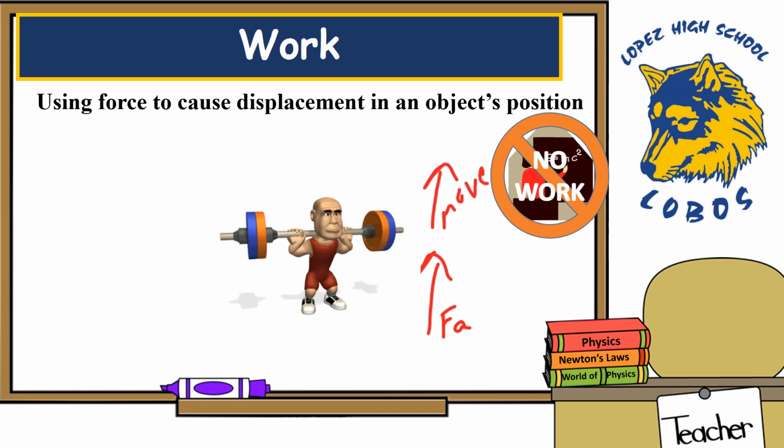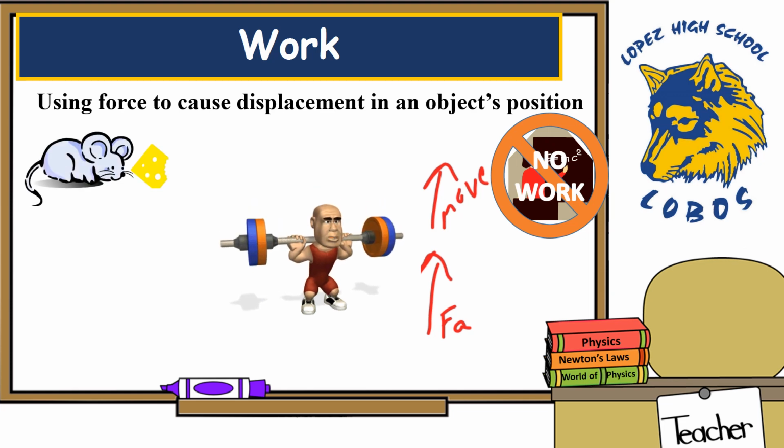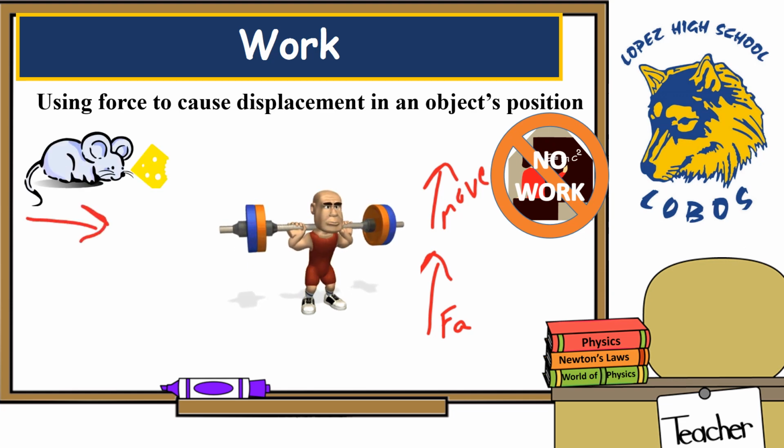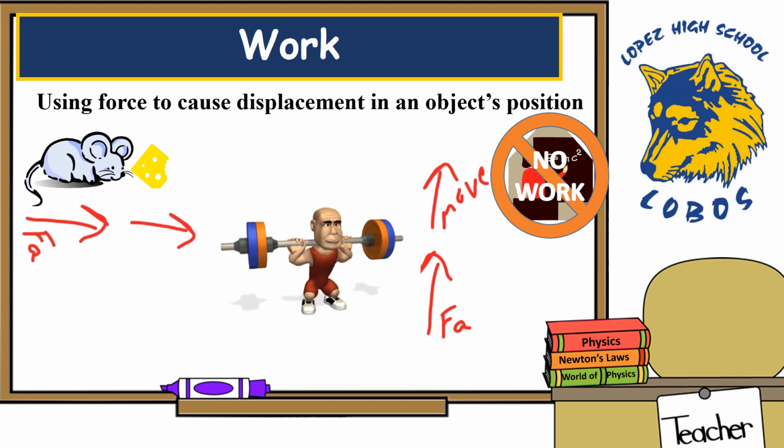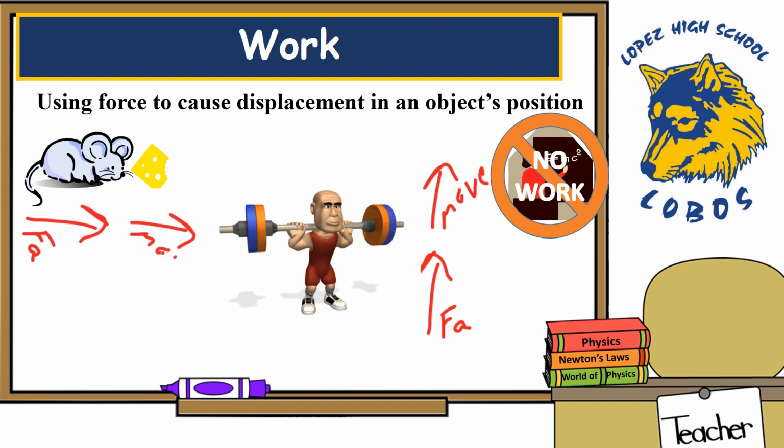Okay, what about this last one? A mouse pushing a piece of cheese with its nose across the floor. Okay, well, there is force applied to the cheese, and there is displacement of the object's position, so there must be work done.